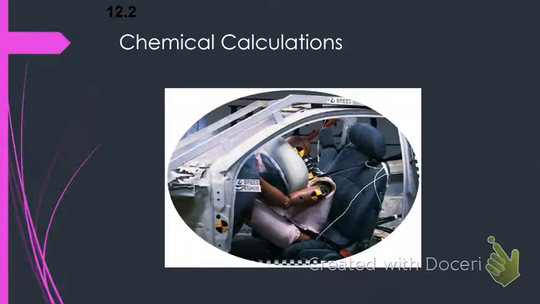When an airbag goes off in a car to protect the driver or the passenger, the chemical reaction that happens is a particular combination of amounts of the compounds that are going to make that reaction happen. This has to be calculated with stoichiometry in order for this reaction to be a success. It has to be in the proper proportions.